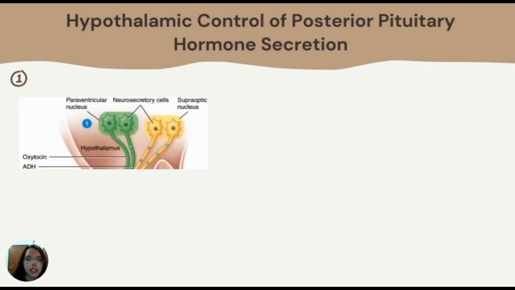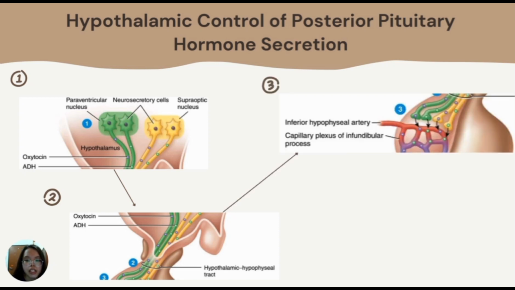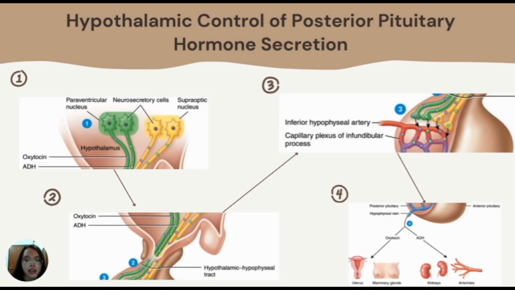Next, I would like to explain the hypothalamic control of posterior pituitary hormone secretion. Neurosecretory cells in the paraventricular and supraoptic nucleus of the hypothalamus synthesize oxytocin and antidiuretic hormone, ADH. The vesicle moves along the hypothalamic-hypophyseal tract to the axon terminus in the posterior pituitary gland. Nerve impulses trigger exocytosis and release of oxytocin or ADH into the bloodstream.